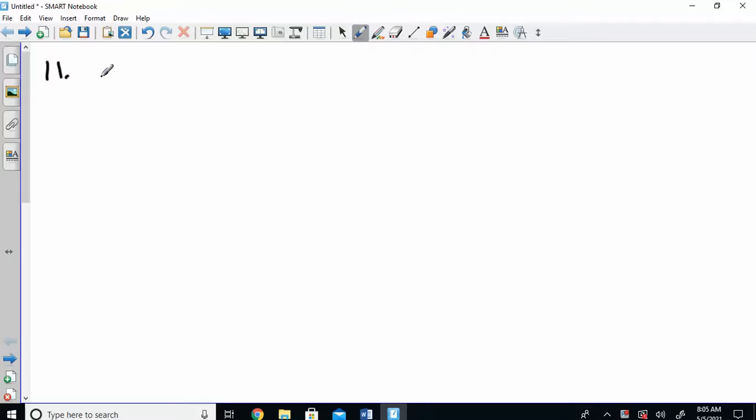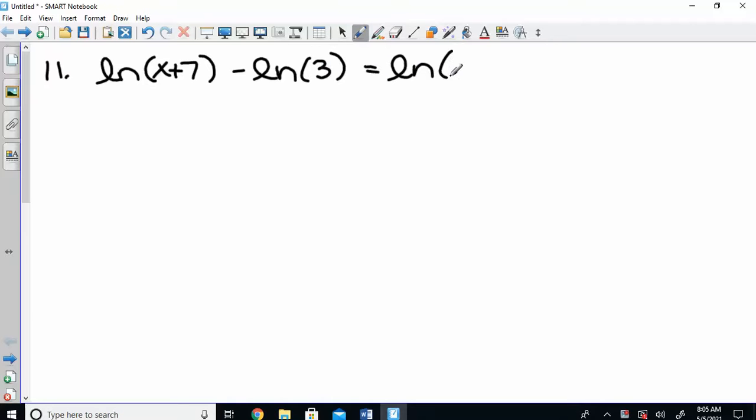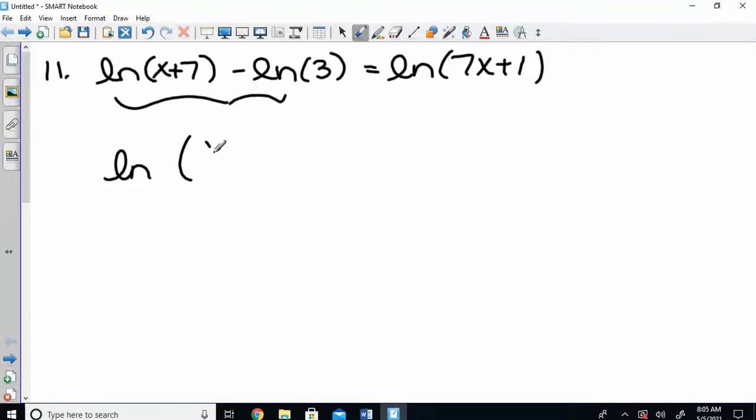Alright, we had the natural log of x plus 7 minus the natural log of 3 equals the natural log of 7x plus 1. So we did one kind of along these lines yesterday. If I'm looking at this, I have two natural logs over here. We have to start by somehow combining those. If your logs are subtracted, how do you put them together? Division. So this becomes the natural log of x plus 7 over 3 equals the natural log of 7x plus 1.